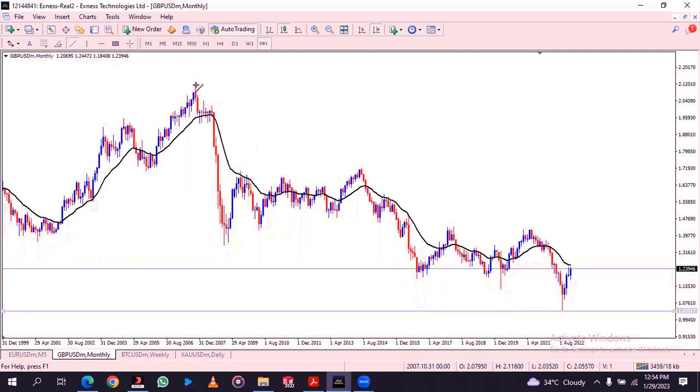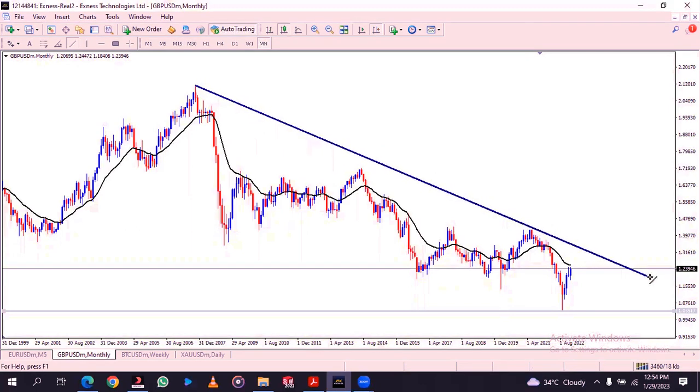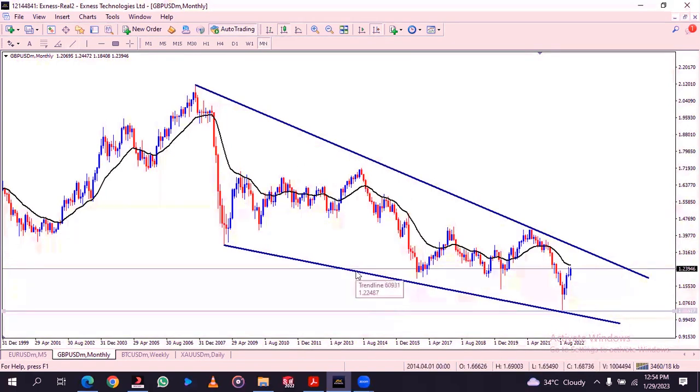At this point, I'll be introducing the only tool we need, and that is the trend line. I'm going to make use of the trend line to indicate the general overall trend, and that is bearish. The market is bearish. Whenever you are trading, you want to have this at the back of your mind. We already know the overall market trend, which is bearish.